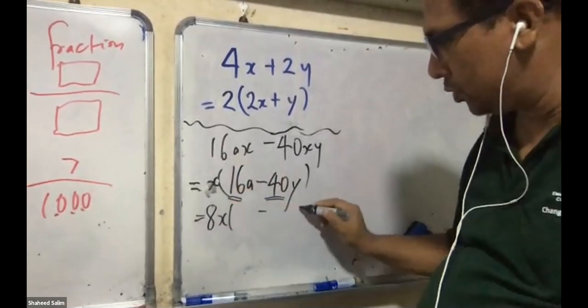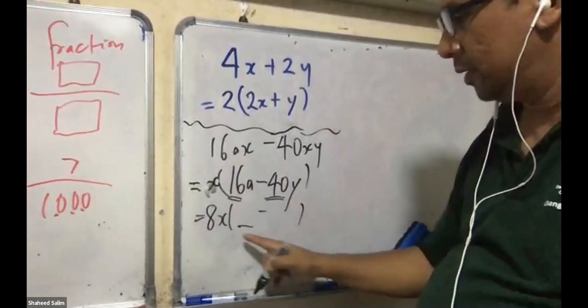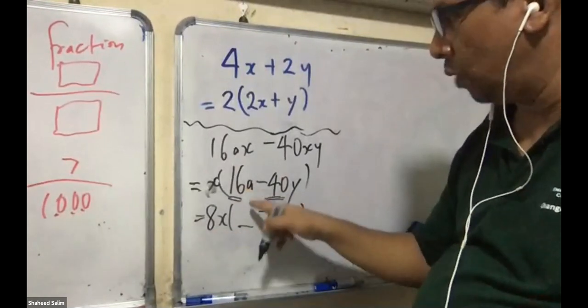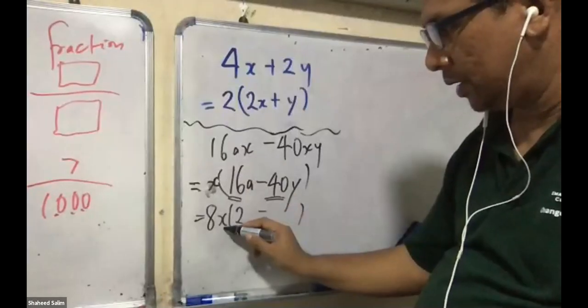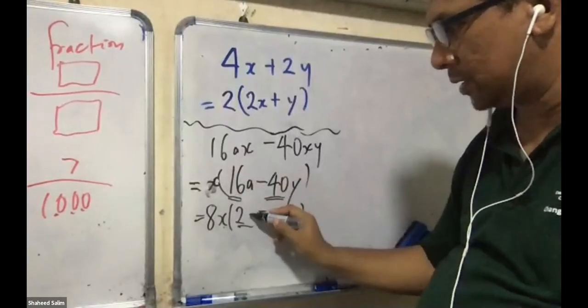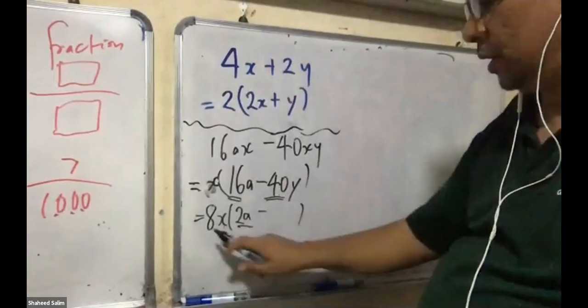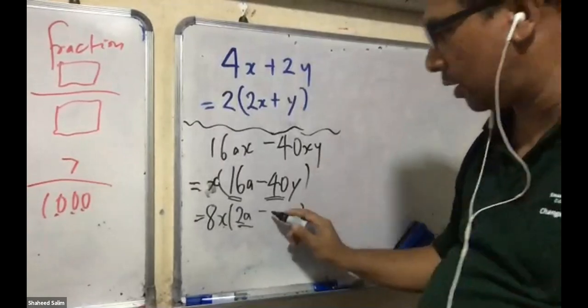So what should be inside here? 8x times what equals 16ax? 2. 8 times 2, 16. x times what equals ax? a. Okay. The next one, what about the next one? 8x times what equals 40y? Sorry, 5y.